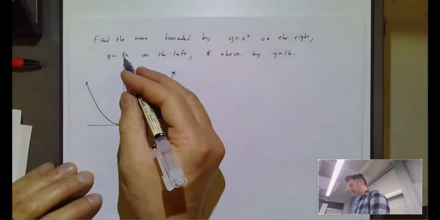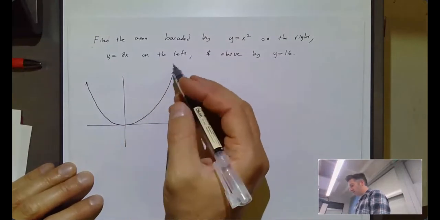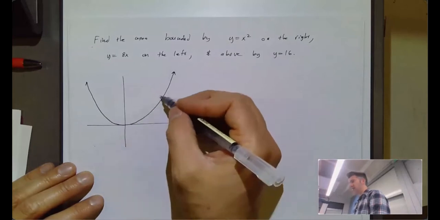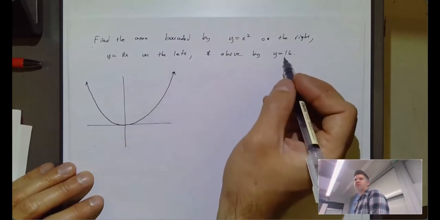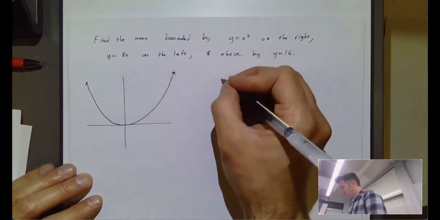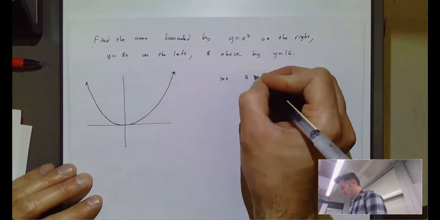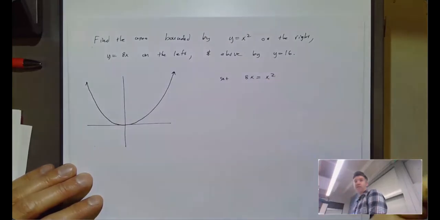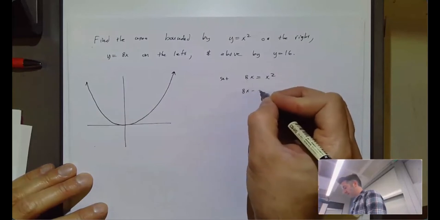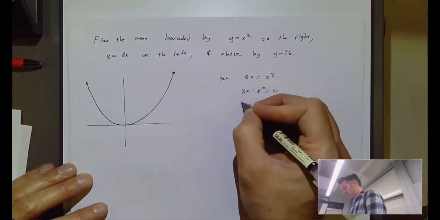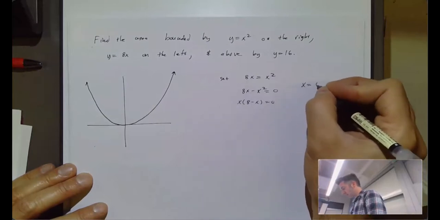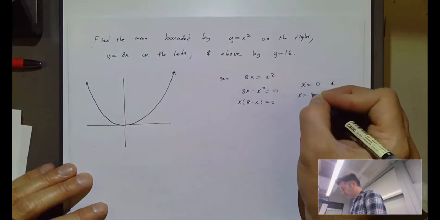y equals 8x is a straight line. Now the thing I don't know is like y equals 16. So I was going to draw this so that these intersected, but then how is this important? I should maybe think about where things intersect. If I set 8x equal to x squared, I can find where my line and my parabola intersect. So 8x minus x squared equals 0. Factor out an x, and you get x equal to 0 and x equal to 8.